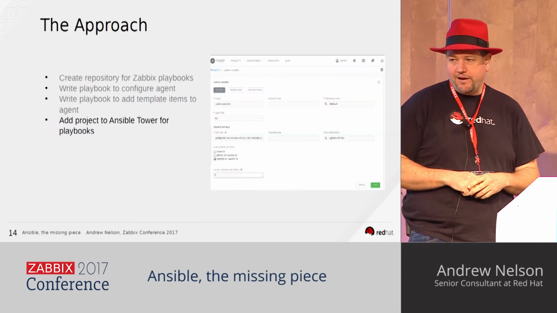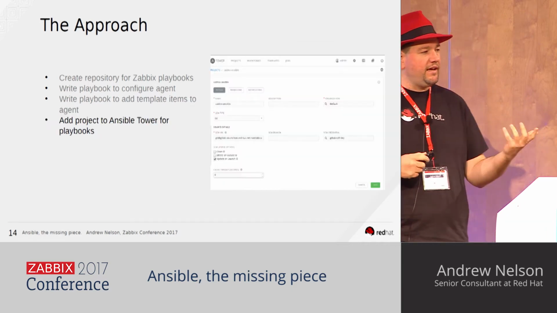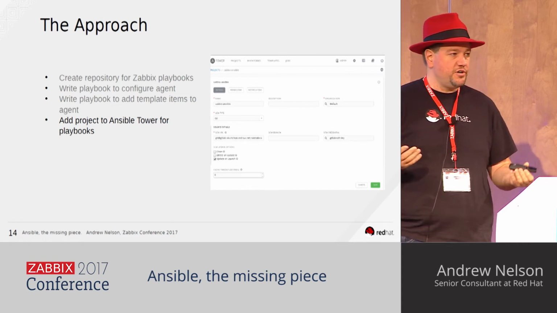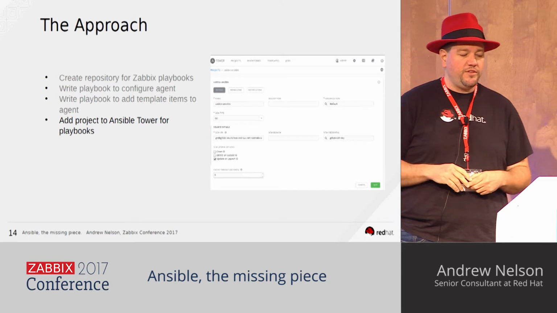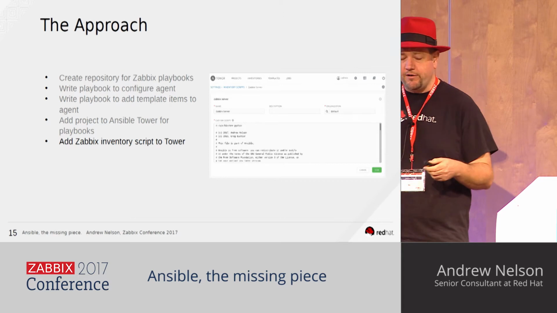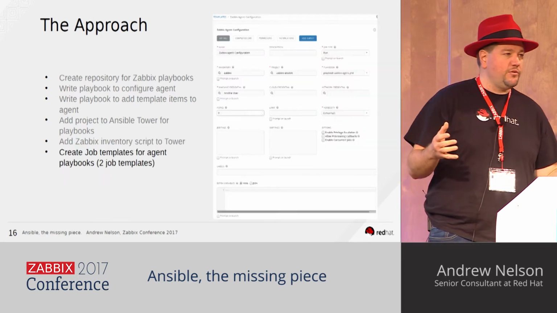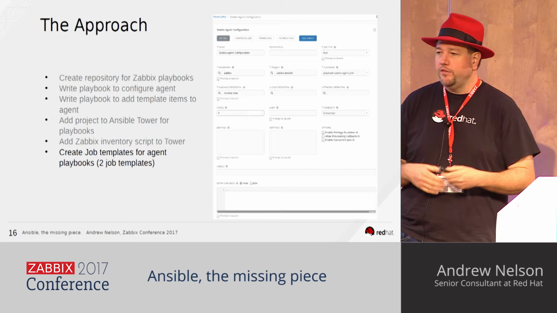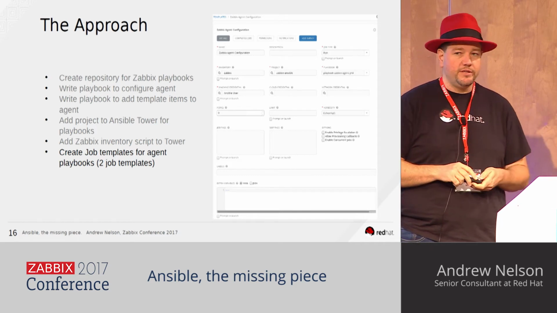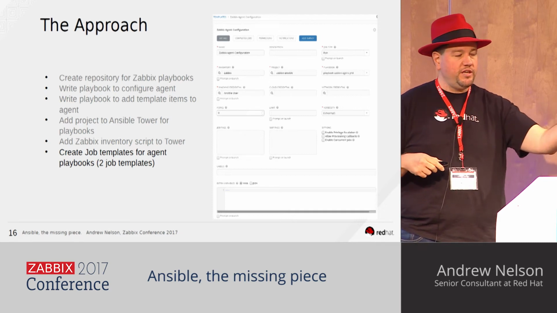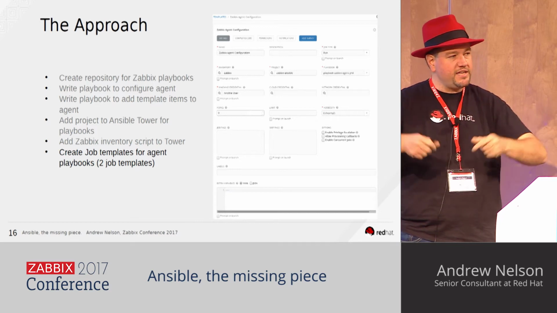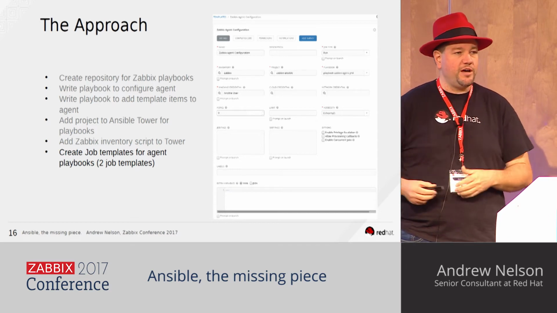So now we go back into Tower and we create a project. The project is essentially the link to where the information is stored in our source code repository. Once we do that, then we add our inventory script into Ansible Tower. And then we start creating our templates of jobs. The reason for this step is tied into the role-based access control like I was talking about earlier. You'll have your playbook inside your source code management, which is inside your project, but in order for Tower to execute the playbook, you have to create a job template.